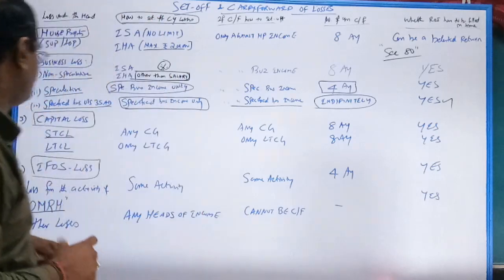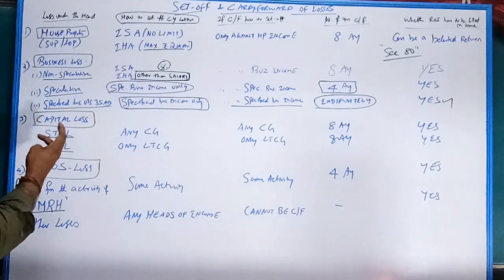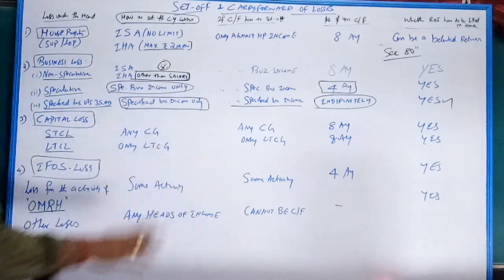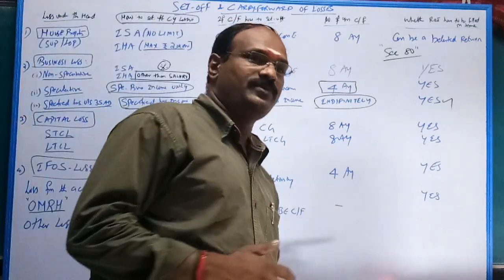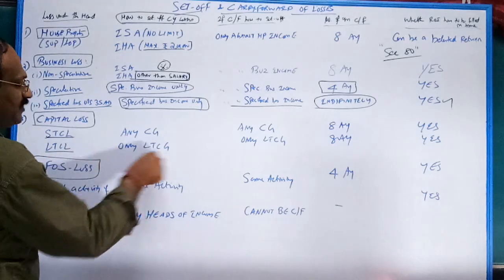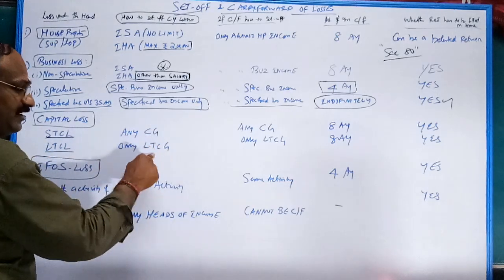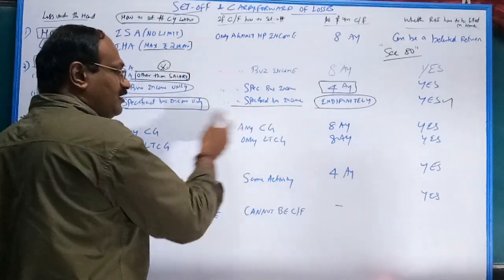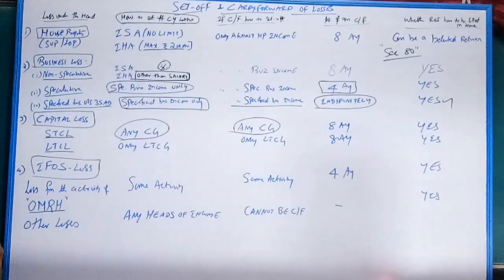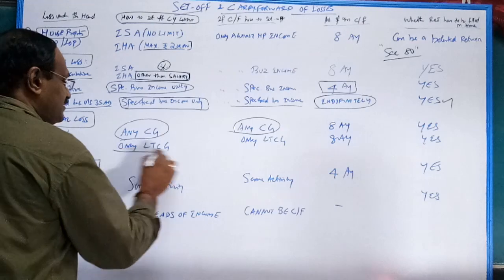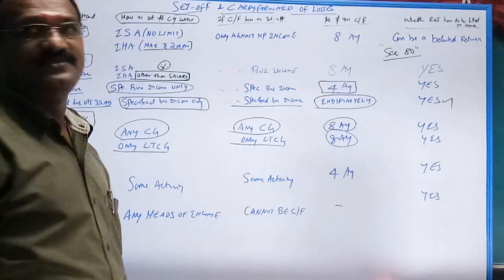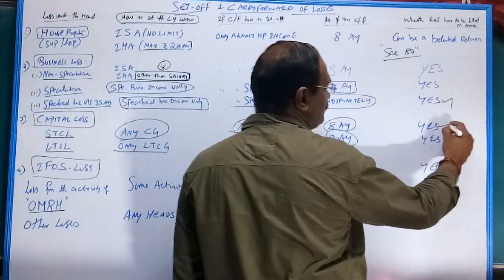Okay. Next, capital loss. In capital loss, there are two losses: short-term capital loss and long-term capital loss. Short-term capital loss can be set off against any capital gain, meaning both short-term and long-term capital gain. But long-term capital loss can be set off only against long-term capital gain. The same applies on carry forward. How many years? 8 assessment years. Whether the return has to be filed in time? Yes.